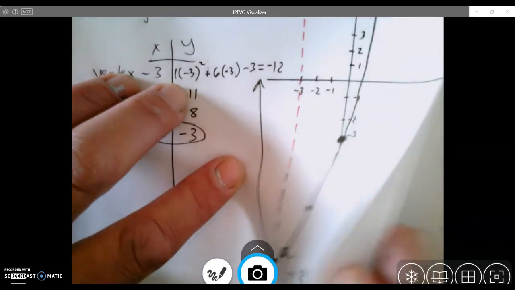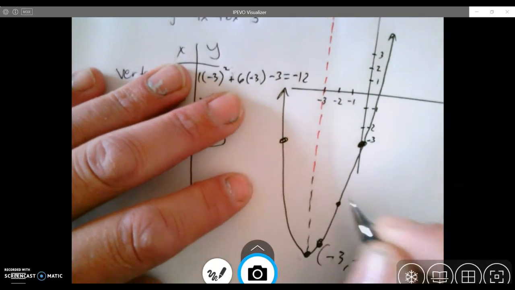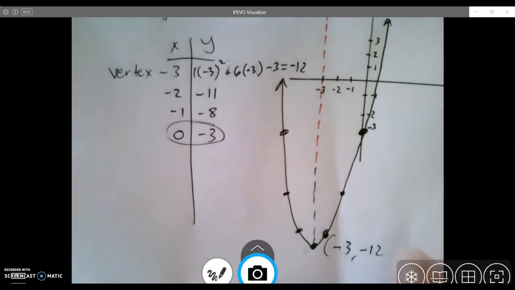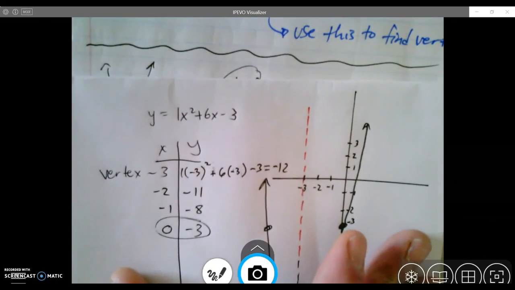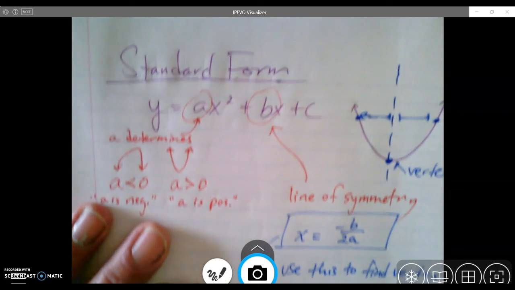And again, if I'd done this perfectly on graph paper, the left side and the right side would match up perfectly. That would be right there. That would be right there. That would be right there. You have identical points on both sides. So that's the reason why we use the line of symmetry, and that's the method we're going to use for standard form.